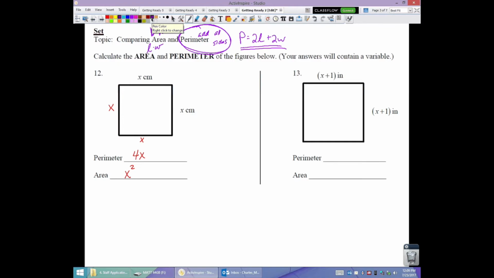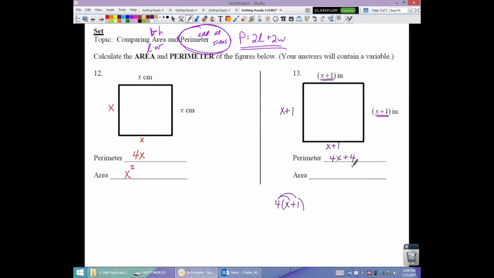Number 13 is another square. I know that due to the two dimensions being the same. So another x plus 1 on the left and another one on the bottom. For perimeter, if I'm really adding 4 of those together, the shortcut is to do 4 times x plus 1. Well, that's a distributive property issue. 4 times x is 4x. 4 times 1 is 4.